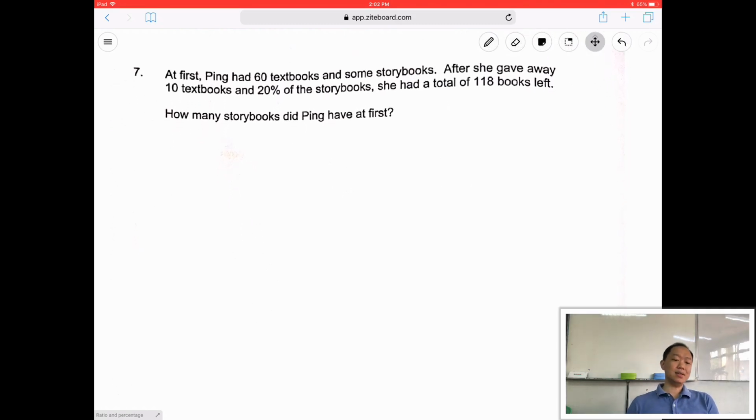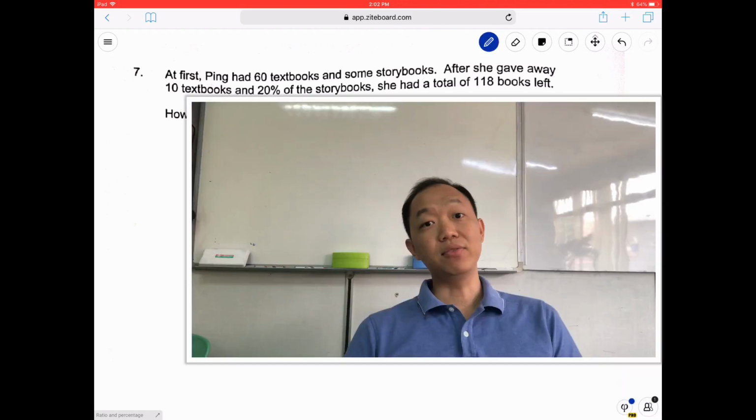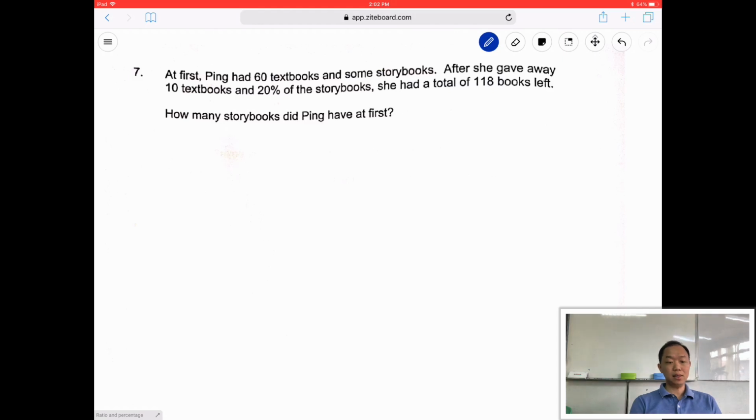Okay, so at first Ping had 60 textbooks, some storybooks. She gave away 10 and 20%, before and after. Okay, so Ping 60 textbooks, some storybooks. So I got 2 types of stuff: textbook and storybook. 60 textbook. I don't know how many here. She gave away 10, so minus 10 and 20%. Okay, so at first there was 100%, so minus 20%. So if textbooks take away 10, you're left with 50. This one minus 20% is 80%.